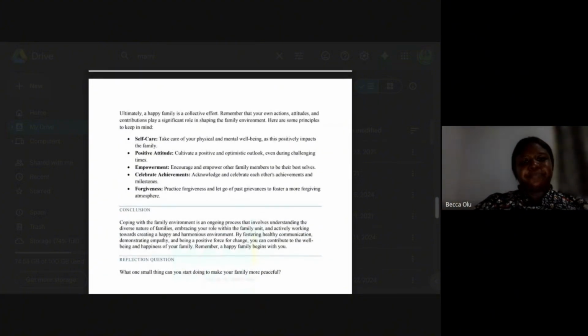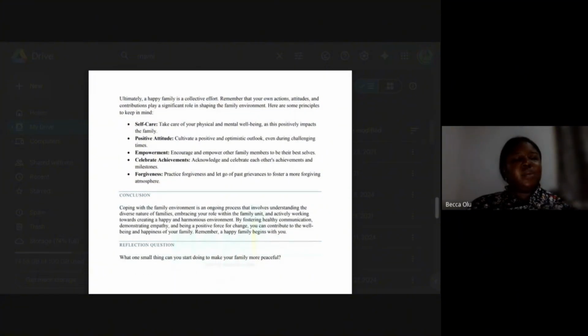Self care. Take care of your physical and mental well being. This positively impacts the family. When you take care of yourself, your hygiene, your health, your mental health, doing the things that you've learned so far in managing your emotions, you'll be better for it, right? You'll become a better person for your family. So take care of yourself.